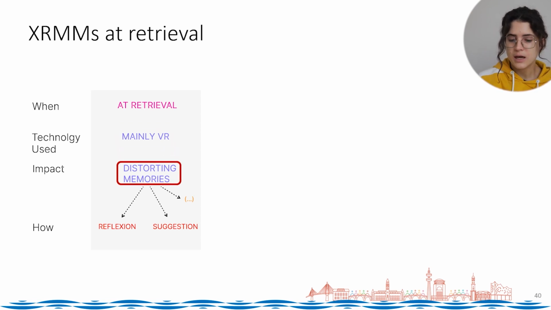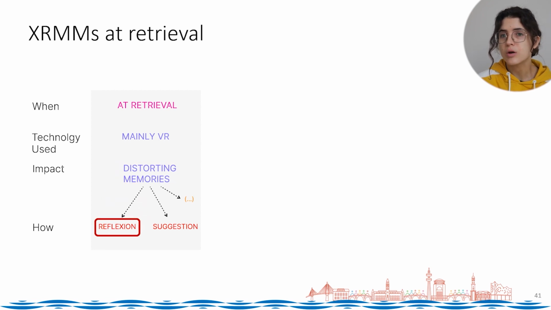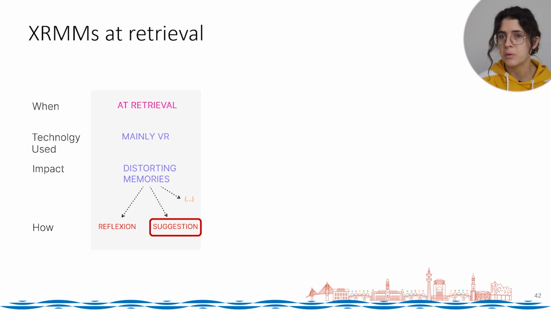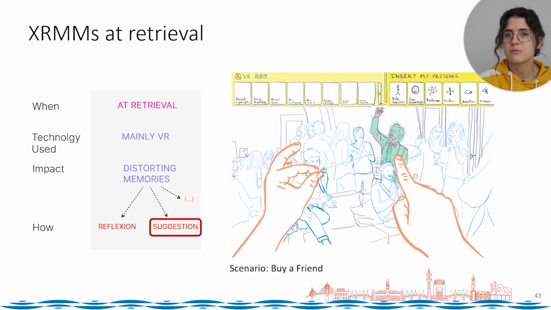Finally, XRMMs at retrieval are mainly based on VR reconstructions of past events and aim at distorting the already created memories. One possible way is through reflection, because revisiting and thinking about a past event influences the way we remember it, or through suggestions, because a memory can be distorted if new information is added after the event happened.